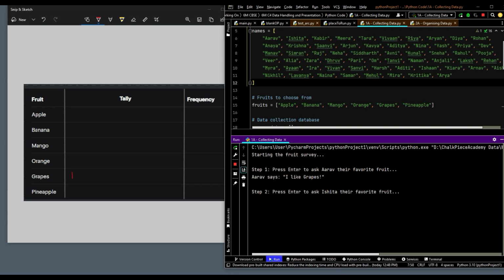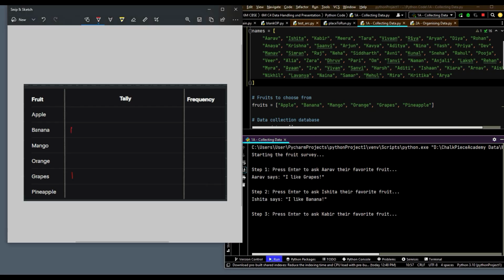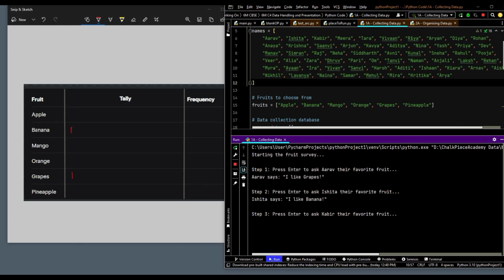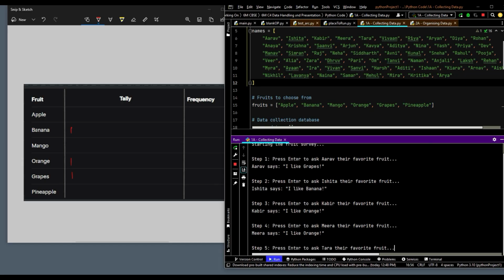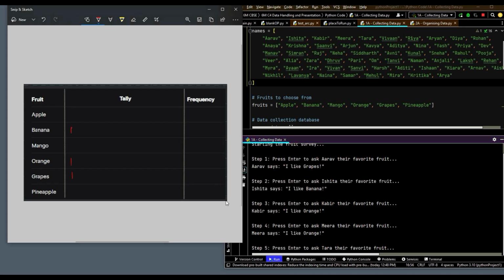Press enter to ask the second person. So this person likes banana. So let me put a tick over there. Then the third person, this person likes orange. Can you see what I'm doing? Then the fourth person likes orange again. So instead of writing 2 over here, I'll just mark in this manner and just put a line.